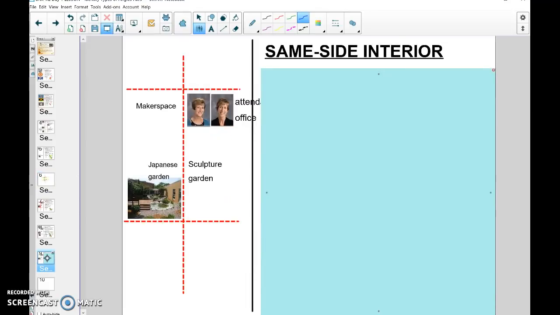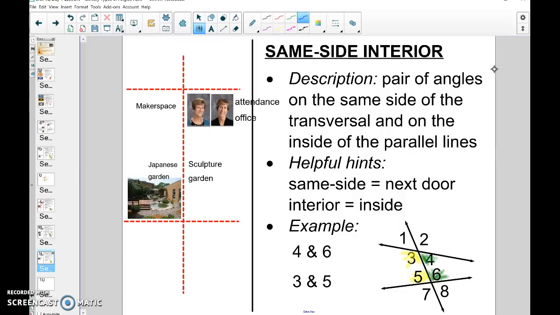Okay, so pretty self-explanatory with the title. They're a pair of angles on the same side of the transversal and on the inside of the parallel lines. Think of same side as same room.